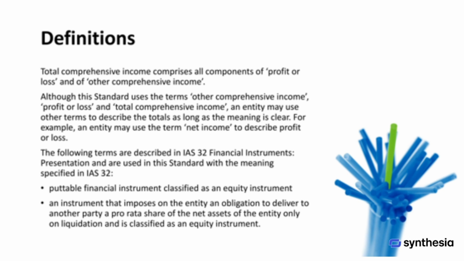While this standard uses specific terms such as other comprehensive income, profit or loss, and total comprehensive income, entities may use alternative terminology provided that the meaning remains clear. For instance, some entities may refer to profit or loss as net income while maintaining consistency in financial reporting.